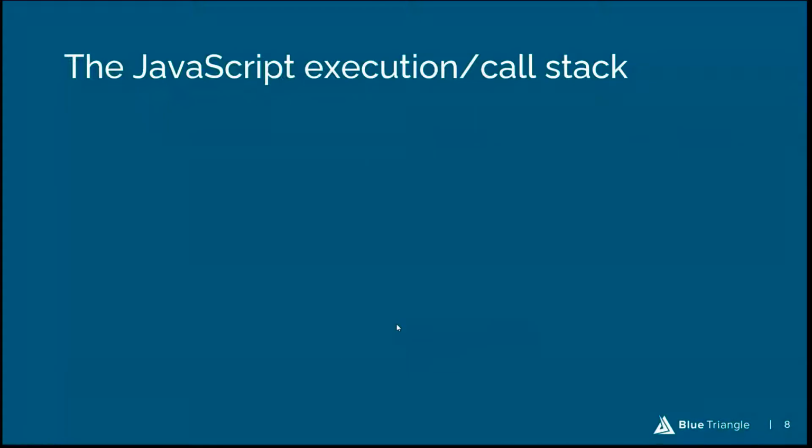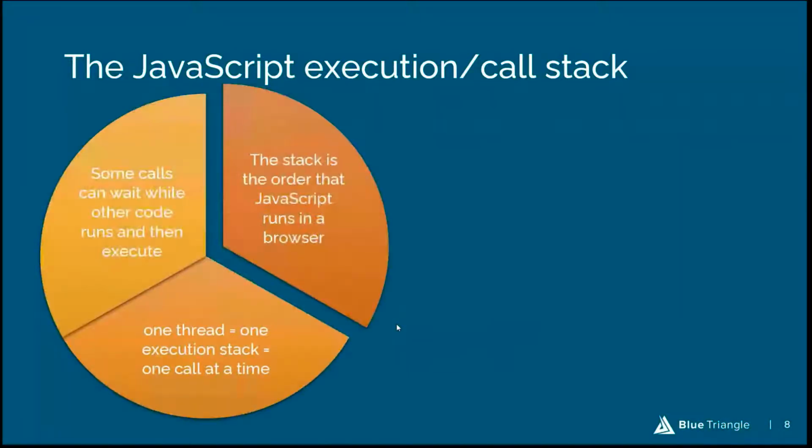To better understand this JavaScript call stack, you have to know that there are a couple of key features of this. The stack is the order that JavaScript runs in the browser, like I said. And one thread, JavaScript is single-threaded, remember, means that there's only one execution stack, which means that there's only one call at a time. Some calls can wait while other code runs and then it executes. That refers to JavaScript's asynchronicity. So JavaScript is asynchronous, even though it is single-threaded.